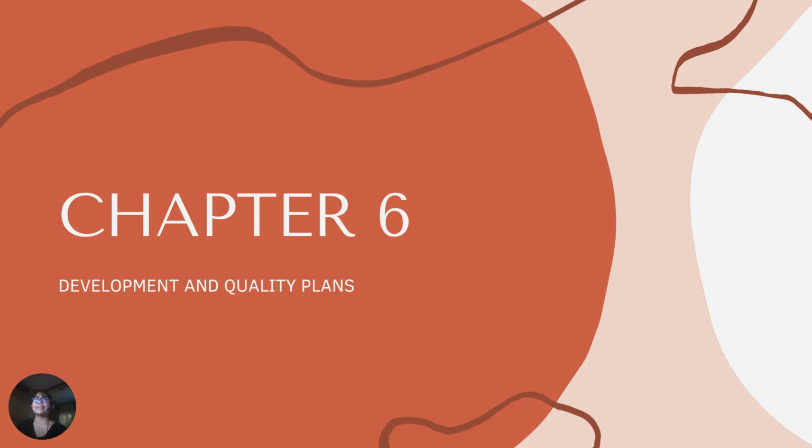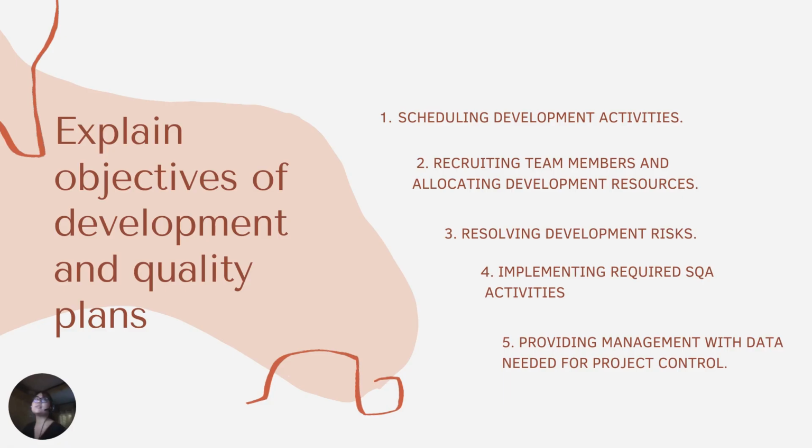I am Jerica Niniatan and I am going to answer those questions from chapter 6 and chapter 7. For the first, chapter 6 tackles the development and quality plans. The first question is: explain the objectives of development and quality plans.